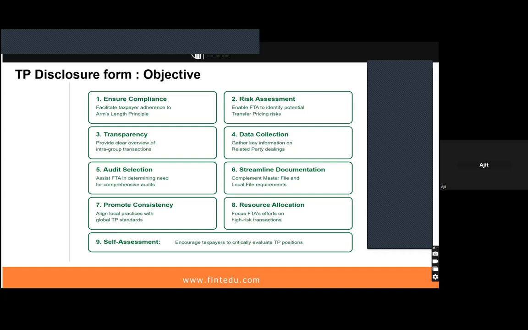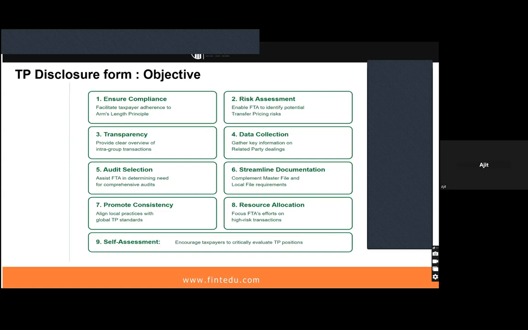Which are the high risk transactions? If the company is doing transactions with low tax jurisdictions, let's say Bahrain has now introduced tax, but there was no tax in Bahrain, or any other country where there's no tax. If there's a transaction with that country, the tax authority can identify it, because in the disclosure form there's a section where one needs to select the country of residence of the related party. So there are various ways the tax authorities can look into and start initiating scrutiny. And again, there is the self-assessment for the taxpayer.